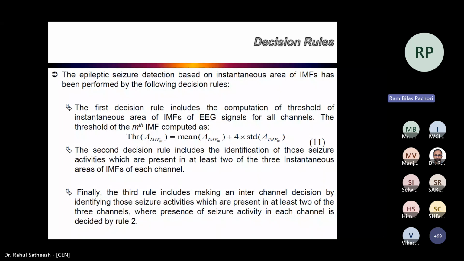By using these 3 rules, we ensure that if out of 3 channels, 2 channels are in favor of a seizure, then we say this is seizure activity. If out of 3 channels, 2 channels are in favor of seizure-free, then we call it seizure-free. So based on the majority of the electrodes or channels, we take the decision. Next slide, please.